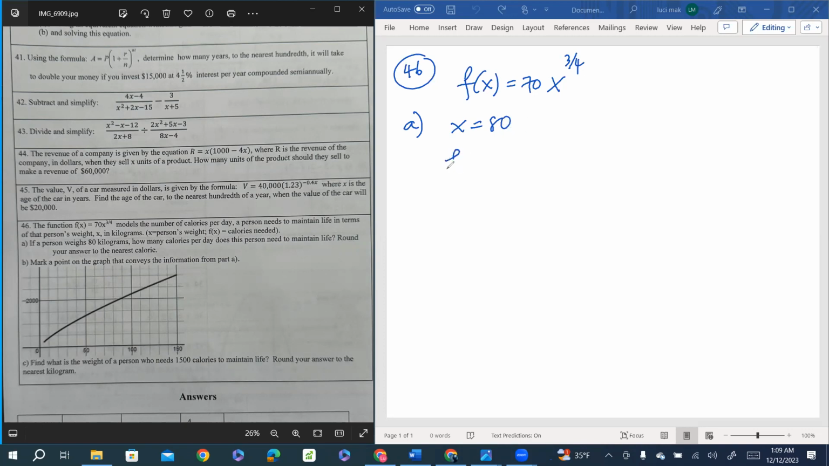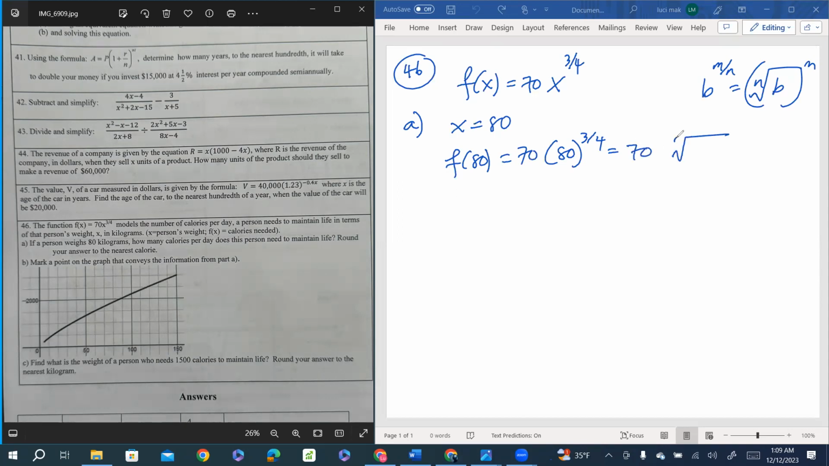So we're going to do f of 80 equals 70 times 80 to the power of 3/4. If you remember, b to the power of m over n is the same as the nth root of b to the power of m. So this is equal to 70 times the fourth root of 80 to the third power. We can't find the fourth root of 80 easily, so we're going to use the calculator instead.